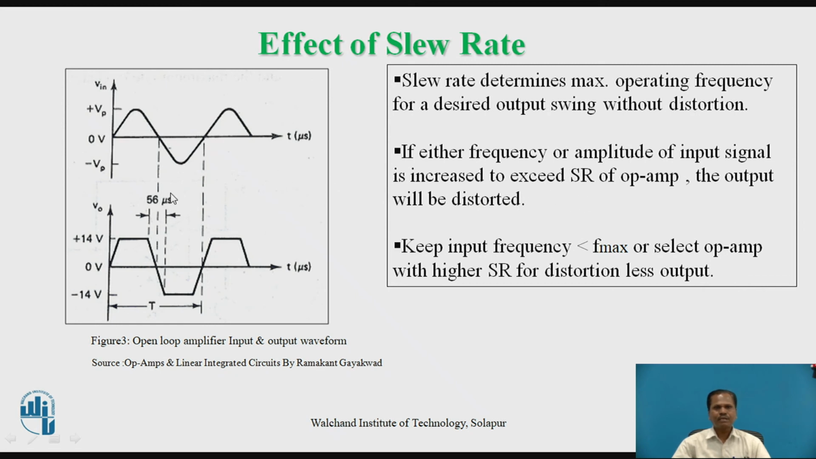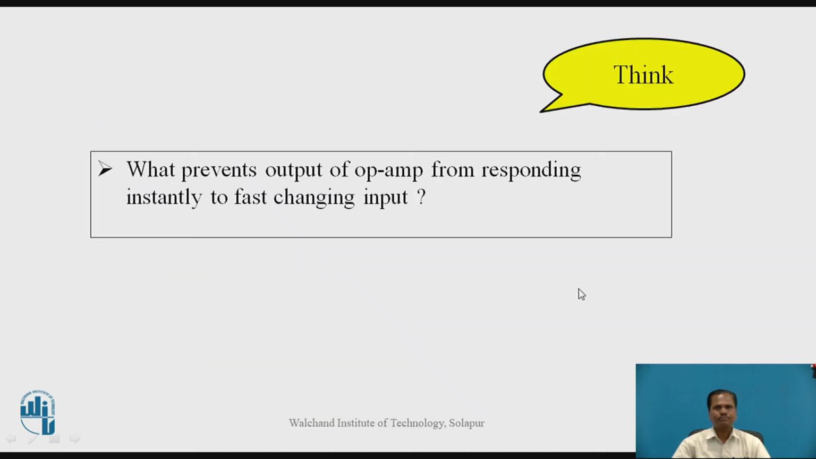Now for example, the input is a sinusoidal voltage signal and the required slew rate is greater than the slew rate of the operational amplifier. In that case, the output will be distorted. Even if the input is a sine wave signal, we get an output like a square wave signal. So keep the input frequency less than the maximum operating frequency of the operational amplifier, or select an op amp with higher slew rate for a distortionless output.